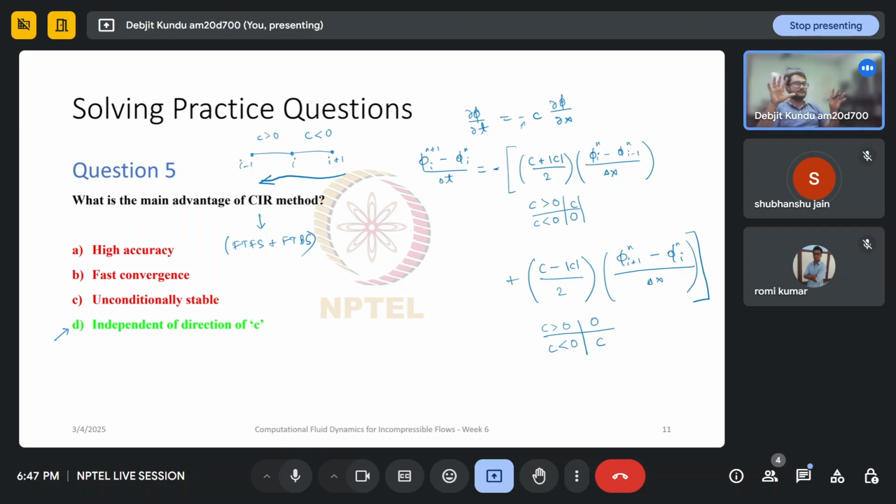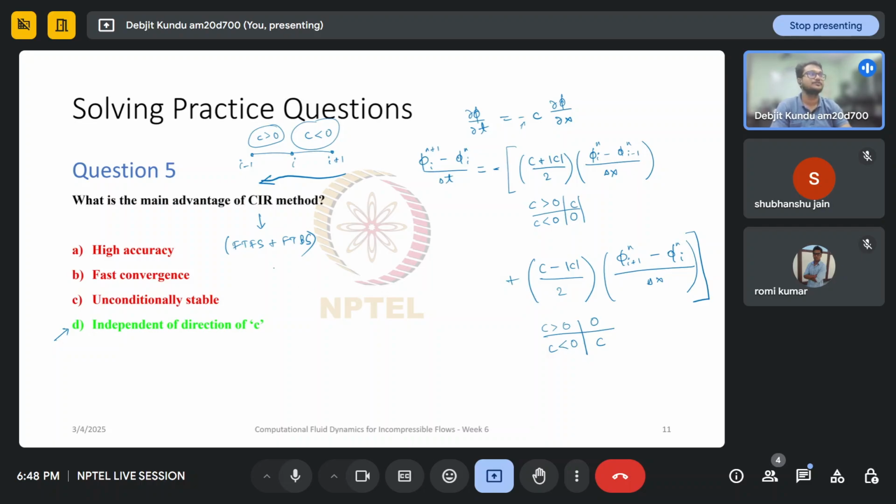So you see, this method cleverly combined both FTFS and FTBS. Now, if you use this scheme, if you write this code and run it, you don't need to know what the value of C is. It could change as well. You don't care because this method automatically takes care of it depending on the value of C.